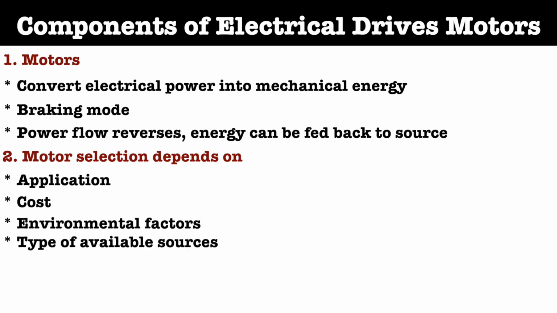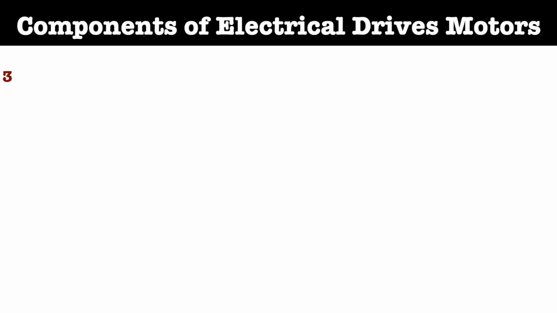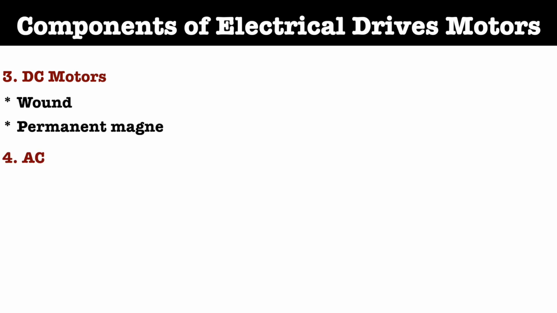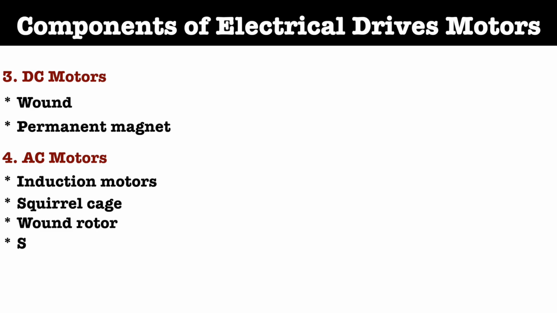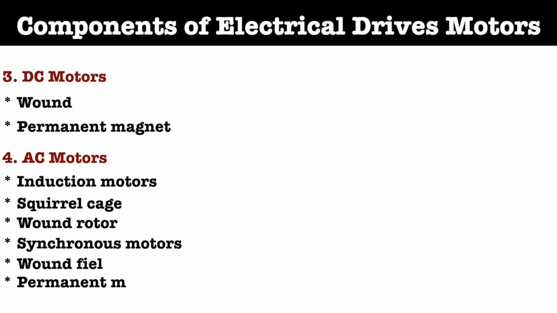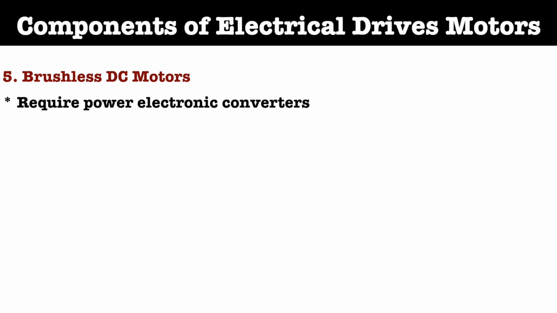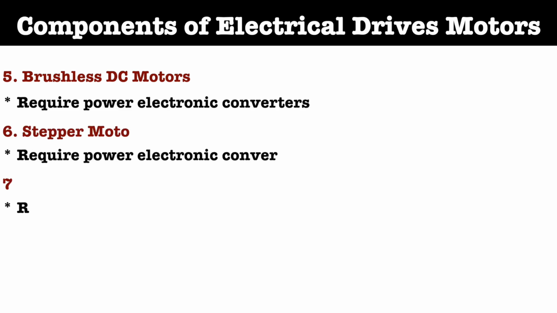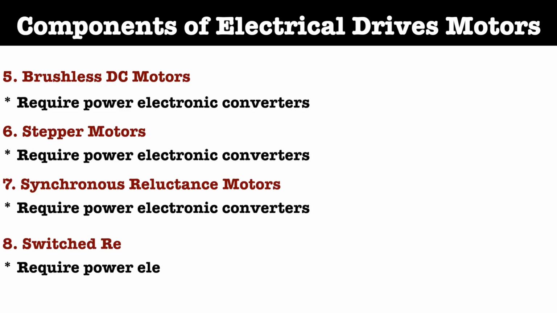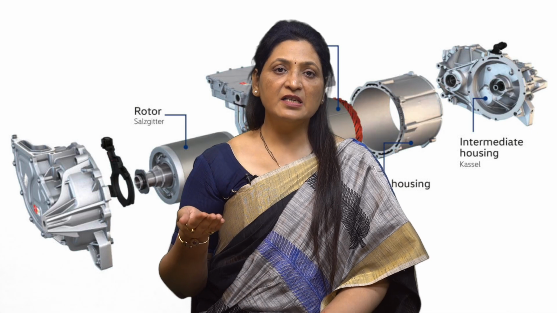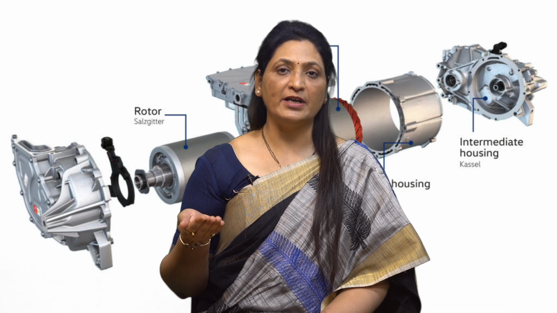Broadly, they can be classified as either AC or DC motors. The DC motors can be wound or permanent magnet. AC motors include induction motors, squirrel cage or wound rotor, synchronous motors, wound field or permanent magnet, brushless DC motors which require power electronic converters, stepper motors, synchronous reluctance motors or switched reluctance motors. Next is the power processor or power modulator.